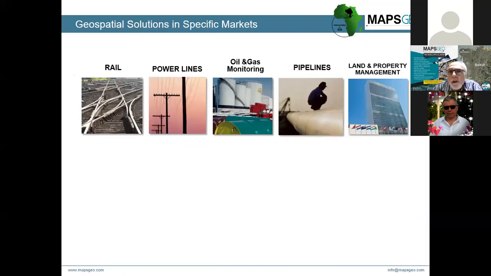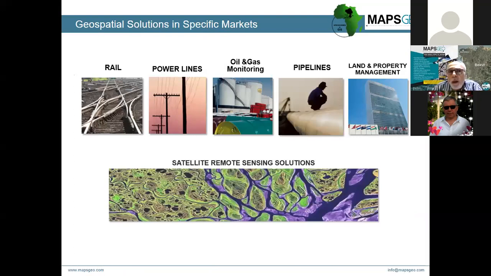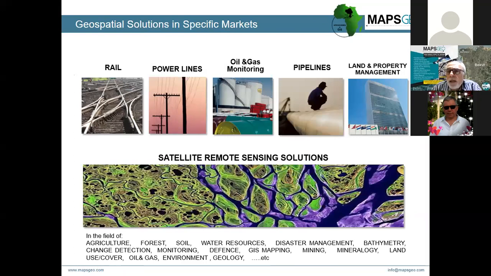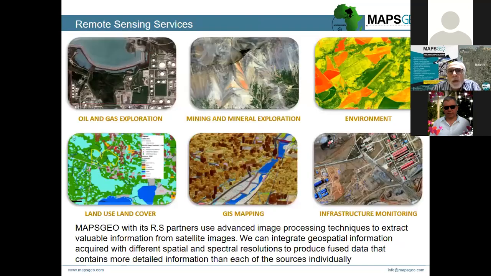The vertical markets that we work with are rail, power lines, oil and gas, factories, pipelines, land and properties, and definitely all those things we use the satellite imagery for: data collection, mining, data analysis, and so on. Oil and gas exploration is so important because it is a field that can be served through satellite imagery. The satellite imagery can be a preliminary data start-up because it's low cost.